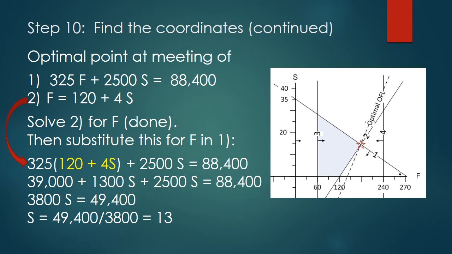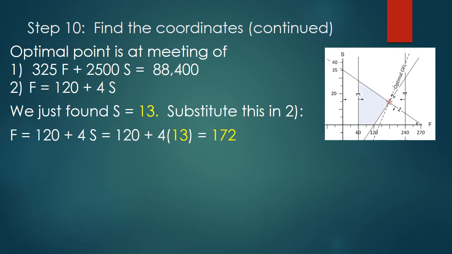And while it's not fun, a little bit of Algebra 1 will get you to the final answer, which is that s is equal to 13. That is, we should hire 13 salespeople. What's f? To find out, plug it back into the expression that we have in constraint 2. f is equal to 120 plus 4s, so that's 120 plus 4 times 13, or 172. Looking at the graph, those numbers appear to be about right. f looks like about 172, and s looks like about 13.